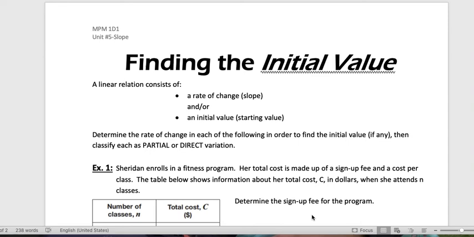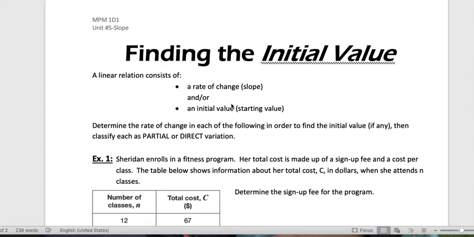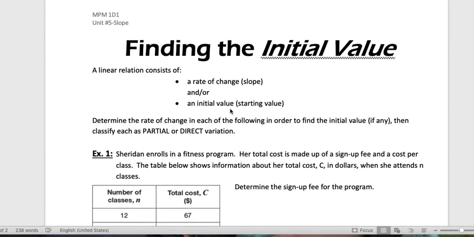Value when looking at equations and rates of change. So a linear relation consists of a rate of change, which is slope or unit rate. There are lots of different ways that we can say rate of change, and/or the initial value, which is the starting value. We touched a little bit on this in the last lesson. The initial value is basically where your graph starts.